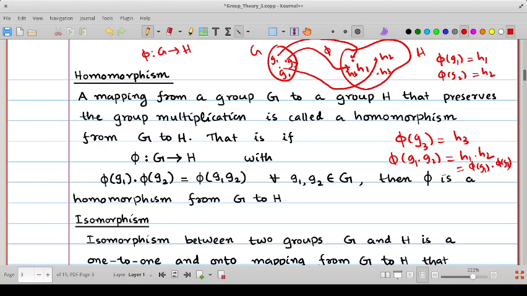Then take any two elements G1 and G2 in the group G. Then phi of G1 times G2, where G1 product G2 is obtained by group composition in the group G. If that is equal to phi G1 dot phi G2, where this dot over here represents the group composition in the group H, and if this is true for all elements G1, G2 of G, then phi will be called a homomorphism.